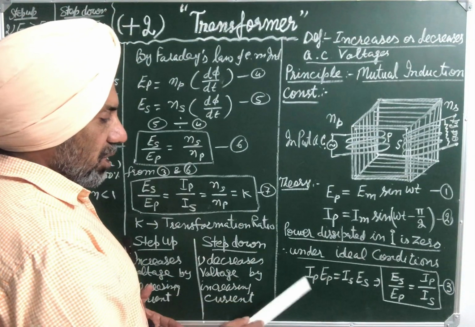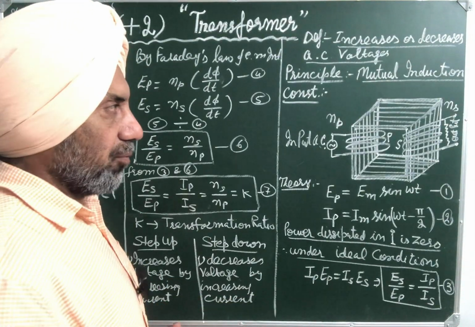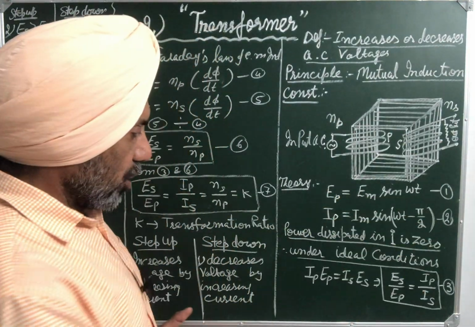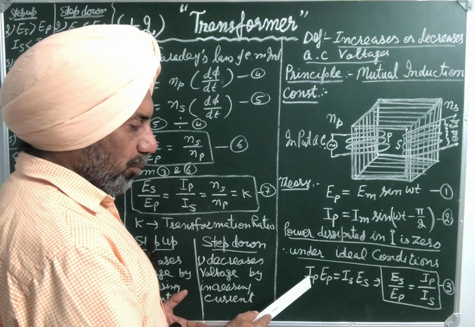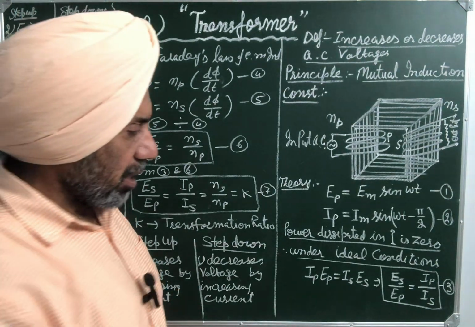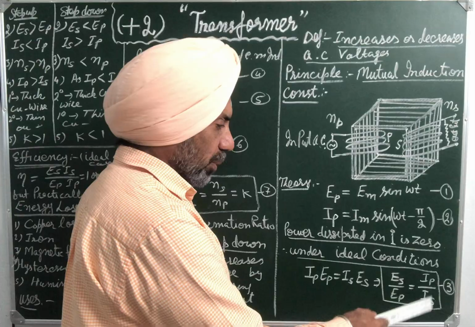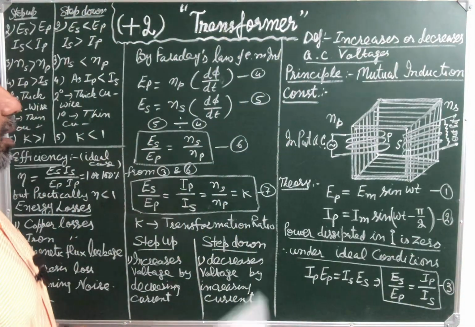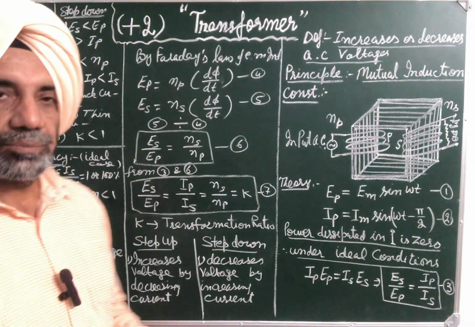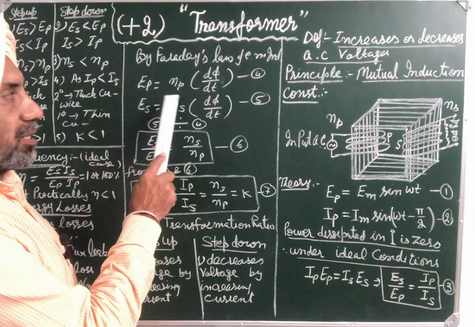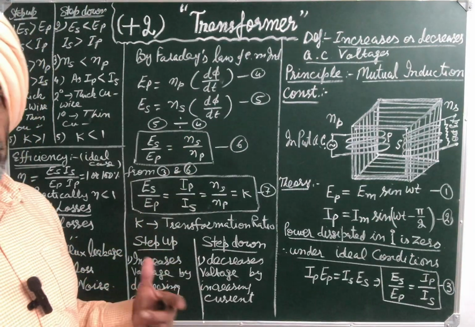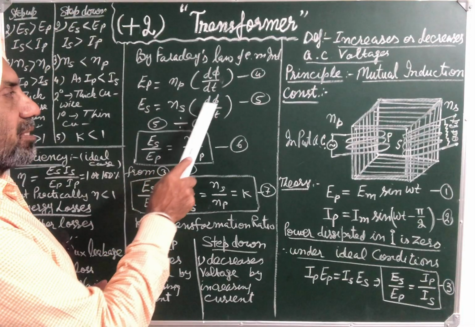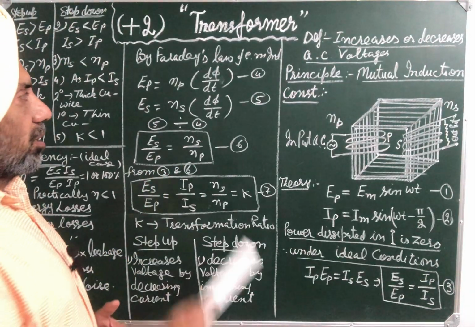Under ideal conditions, if the whole of the magnetic flux linked to the primary is also linked to the secondary, then the input power must be equal to the output power: I_P E_P = I_S E_S, or E_S/E_P = I_P/I_S. So this is under ideal conditions. By Faraday's law of EM induction, E_P is given by N_P d phi/dt, where N_P is the number of turns in the primary, into the rate of change of magnetic flux, and E_S is equal to N_S d phi/dt numerically.